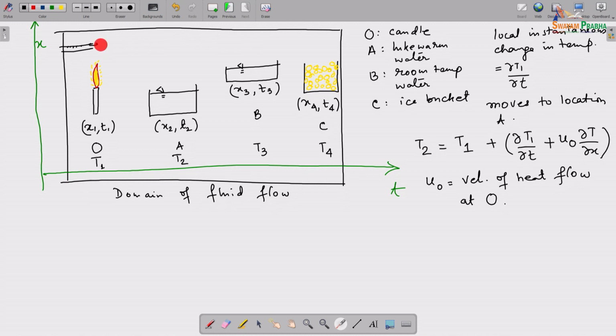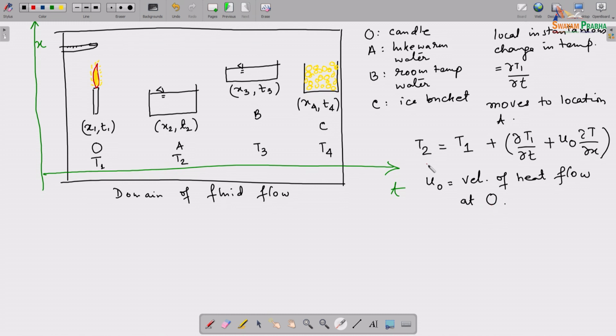And then I take my finger and move it to the location A. Then I plunge it into the tank of lukewarm water. The moment I do that, there is again another change, because there is a change in x, and the change in x is delta T1 delta x. I take x, and it is happening at the rate u naught. So u naught is the velocity of heat flow at O.